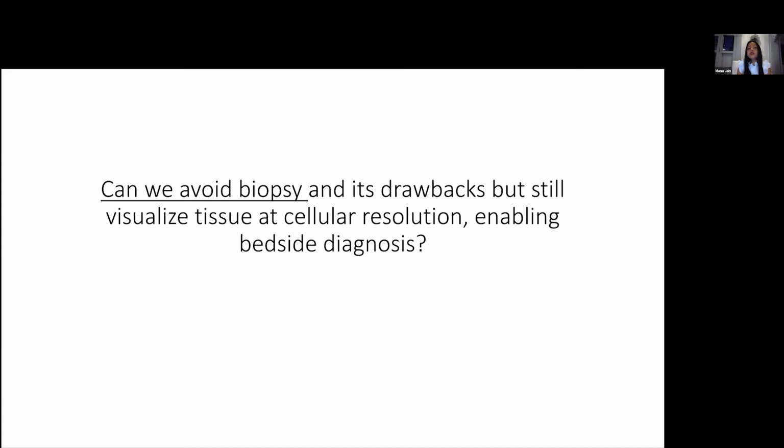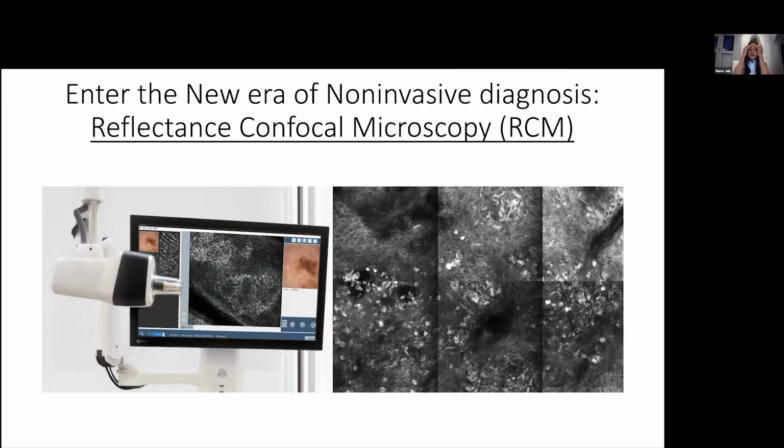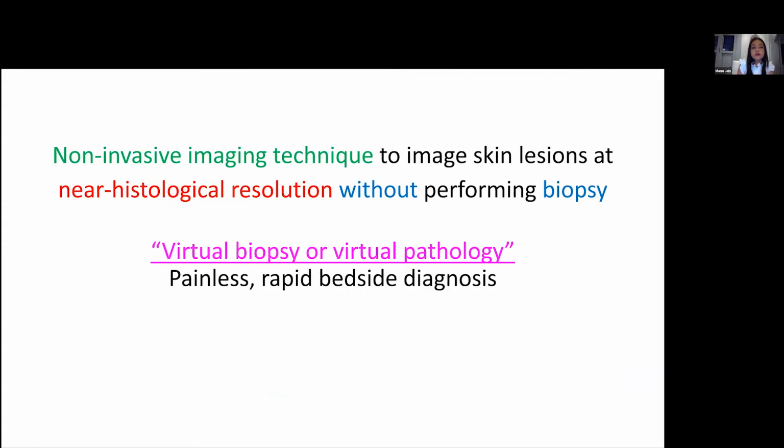The question is, can we avoid these biopsies and their drawbacks, and still make a diagnosis at cell level and give that diagnosis at bedside? That would be awesome. And that's the new era of non-invasive diagnosis, which I'm going to talk about. This is called reflectance confocal microscopy. It is a non-invasive imaging technique where you can see skin at cell level resolution without even cutting the skin, without performing a biopsy. We call this technology virtual biopsy or virtual pathology.